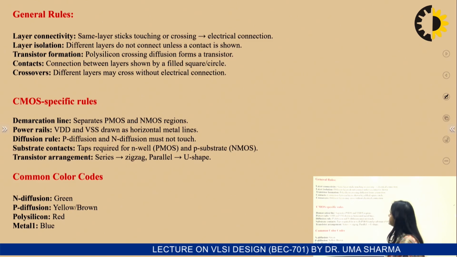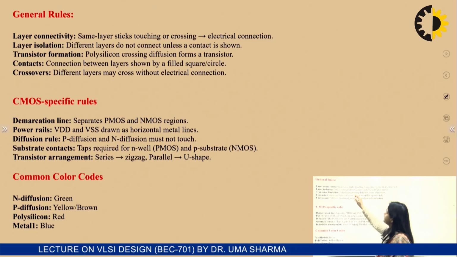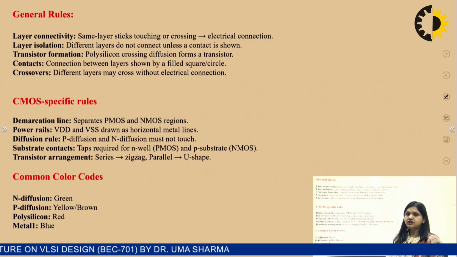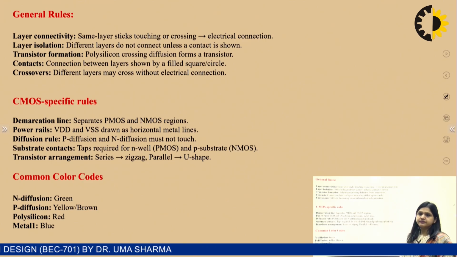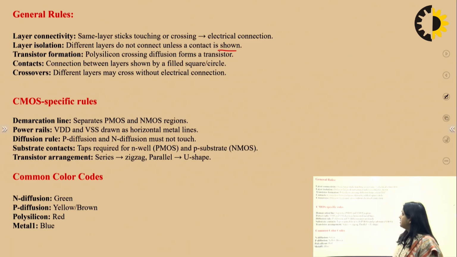So there are a few general rules. General rules like layer connectivity. If the same layers touch each other, that means there is an electrical connection. If different layers are there, they are not connected until a contact is shown. Different layers do not connect unless a contact is shown. Same layers touching are connected, but different layers, if they are crossing each other, there is no connection unless you make a connection there.